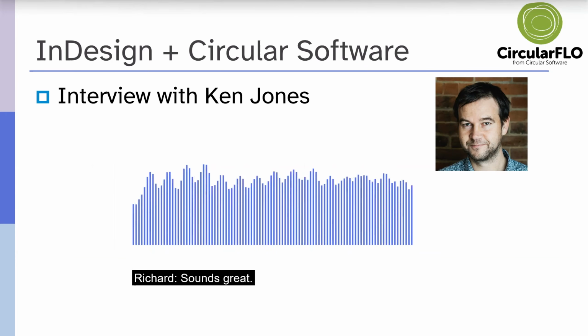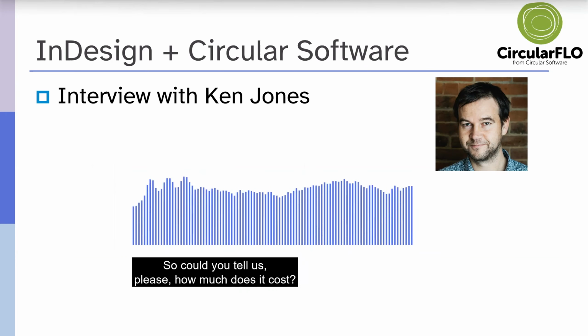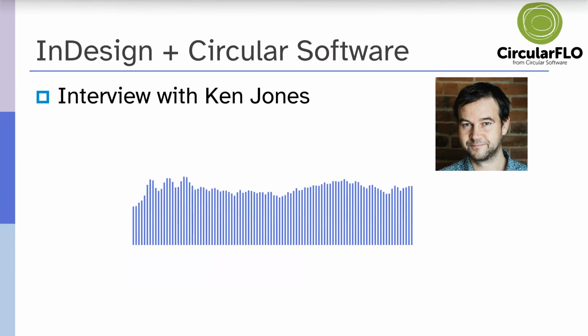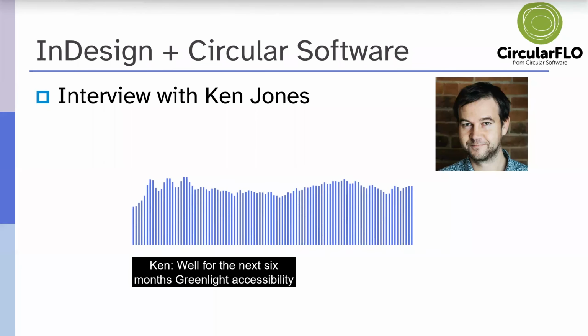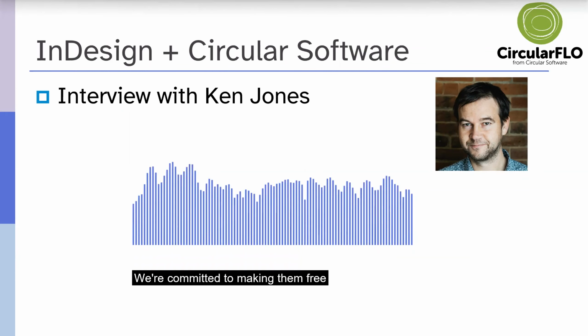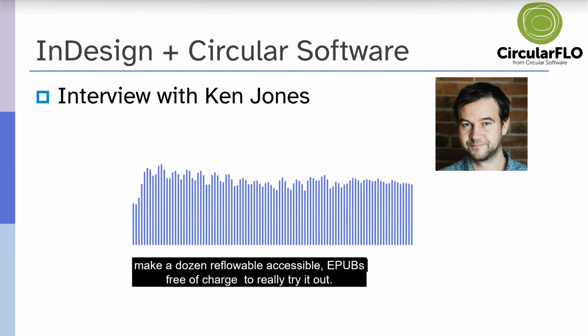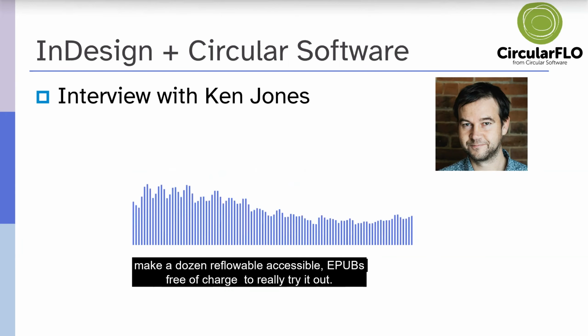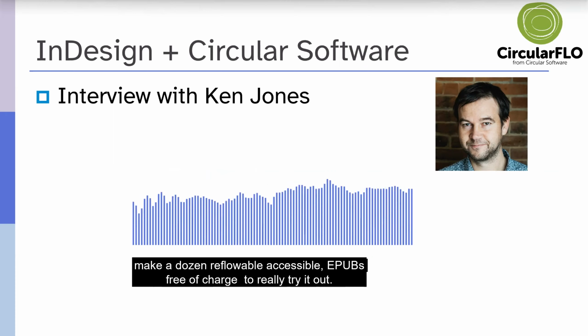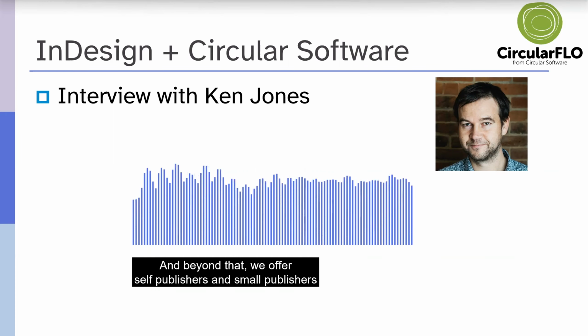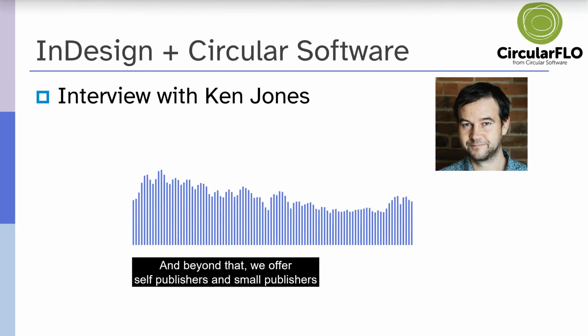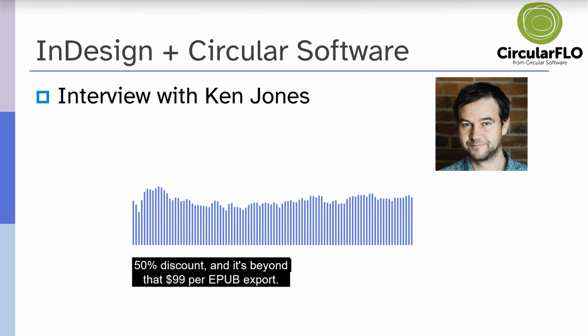Sounds great. So you made the announcement this week. So could you tell us, please, how much does it cost? Well, for the next 6 months, Greenlight accessibility tools are completely free. We're committed to making them free beyond that for small publishers, self-publishers. We're allowing people to make a dozen reflowable, accessible EPUBs free of charge to really try it out. And beyond that, we offer self-publishers and small publishers a 50% discount, and beyond that it's $99 per EPUB export.